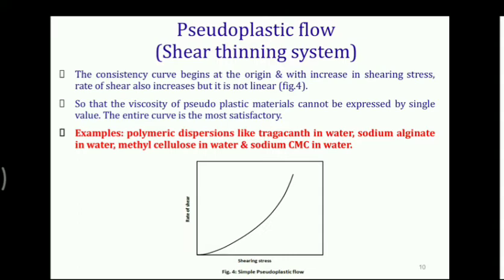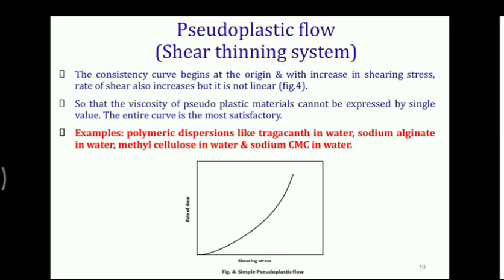Thinning means the consistency decreases. So that's why it is called the shear thinning system. First of all, the characteristics of this rheogram: the consistency curve begins at the origin, and with an increase in the shearing stress, the rate of shear also increases, but it is non-linear.